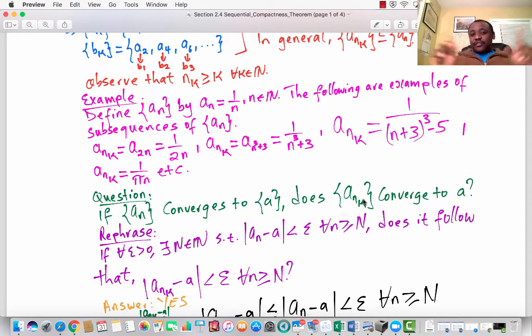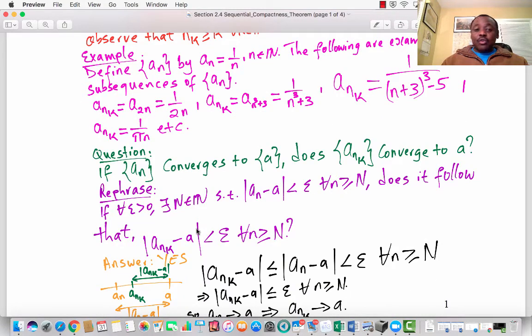Now, let's rephrase this. When we say a_n converges, what we are saying is that for every epsilon greater than 0, I can always find a natural number capital N such that the absolute value of a_n minus a is less than epsilon whenever n is greater than or equal to capital N. If this holds, can we conclude that the absolute value of a_{n_k} minus a would necessarily be less than epsilon for every n greater than or equal to capital N? And the answer is yes.